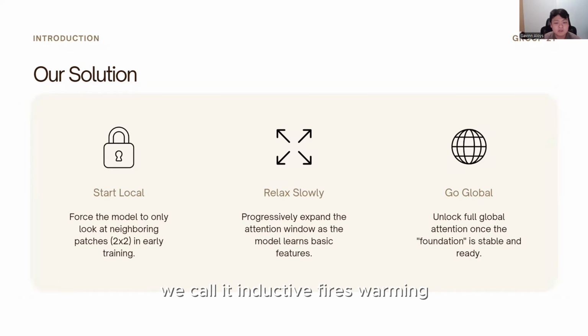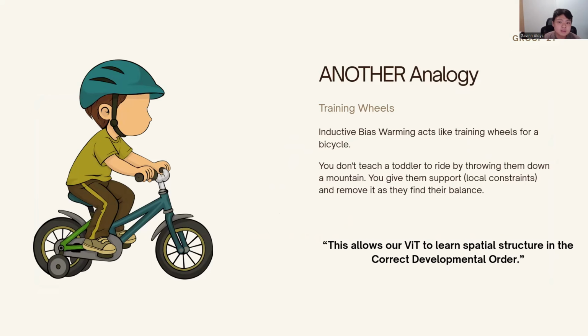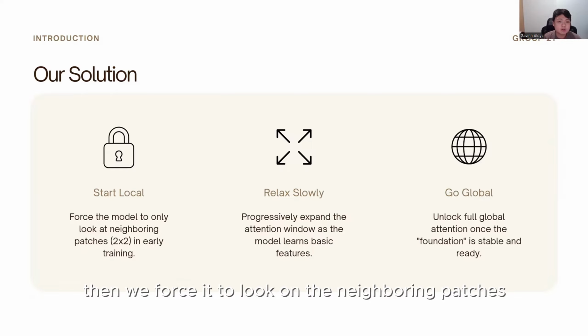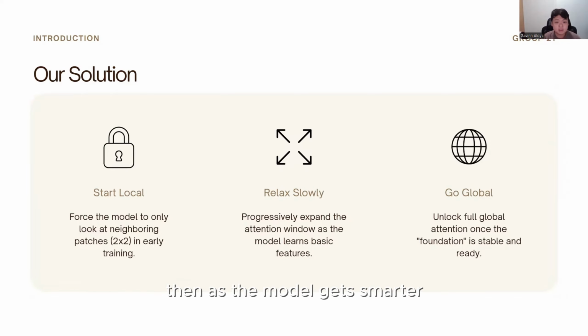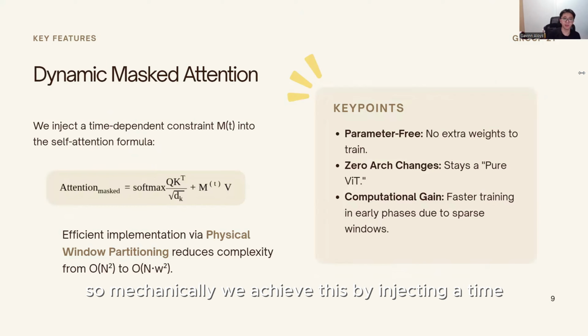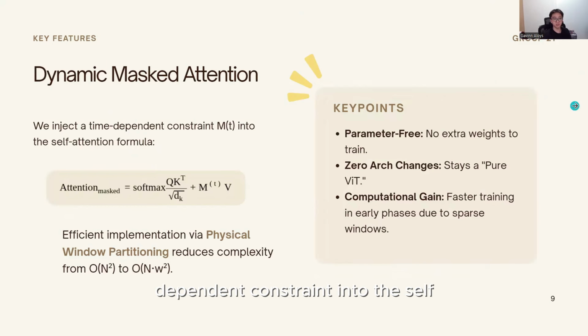We call it inductive bias warming. Think of it like training wheels on a bicycle. You don't teach a toddler to ride a bike by pushing them down a mountain, do you? First you give them support, and then slowly take the wheels off. For our model, we start local. We force it to look only at neighboring patches. Then, as the model gets smarter, we slowly relax those limits until it can finally take a look at the whole global picture. Mechanically, we achieve this by injecting a time-dependent constraint into the self-attention formula.